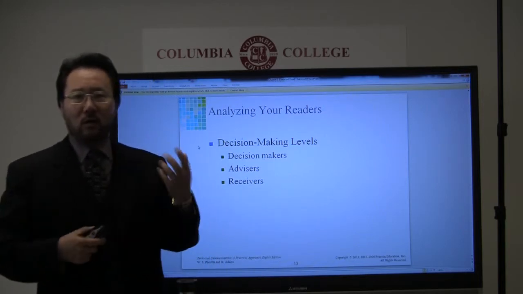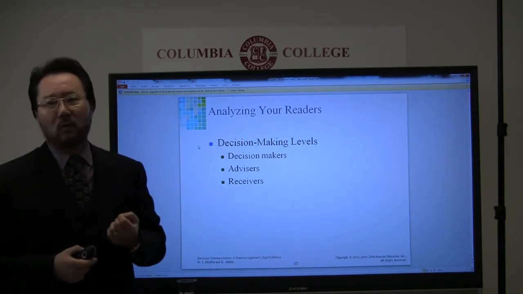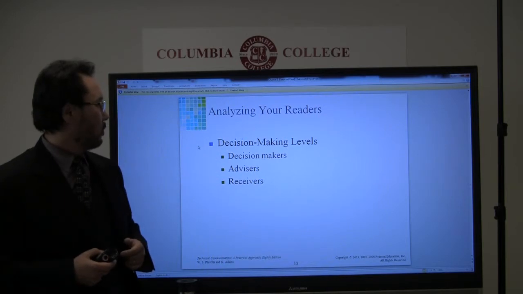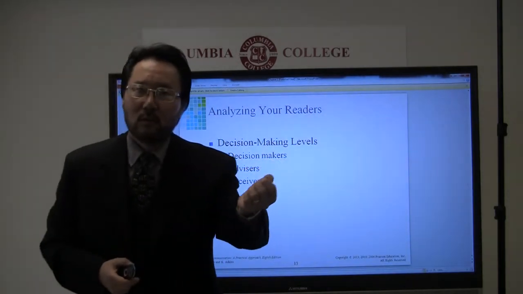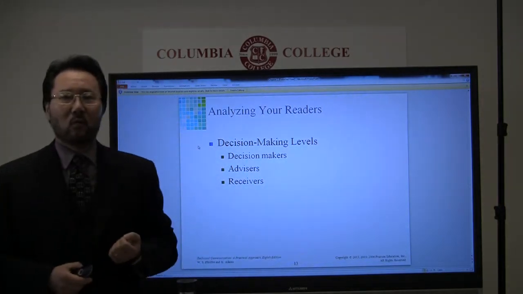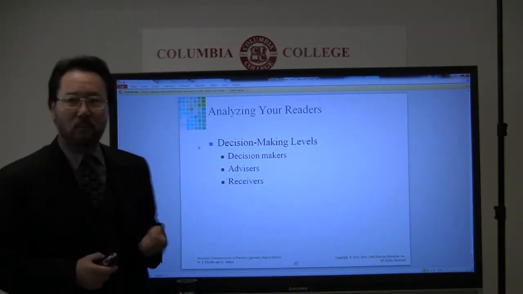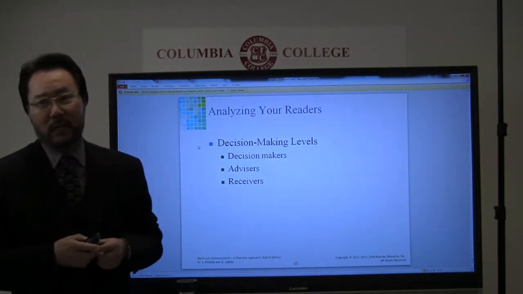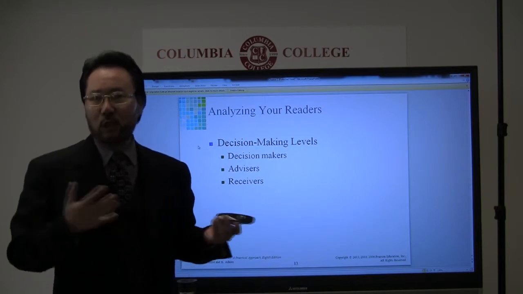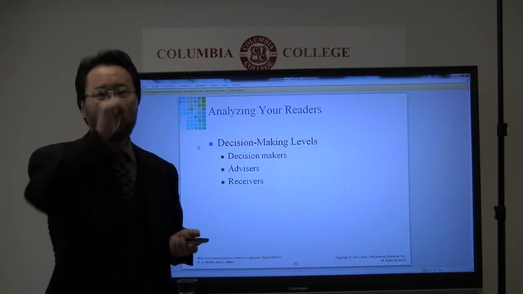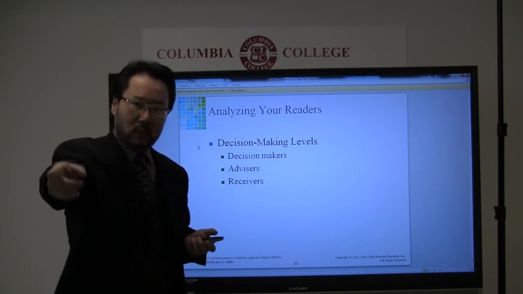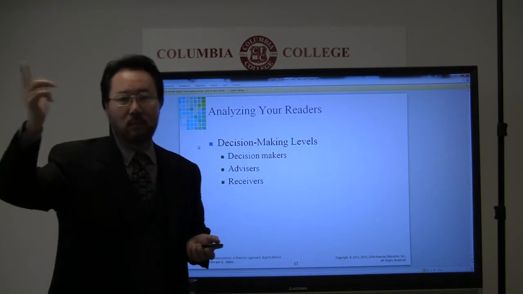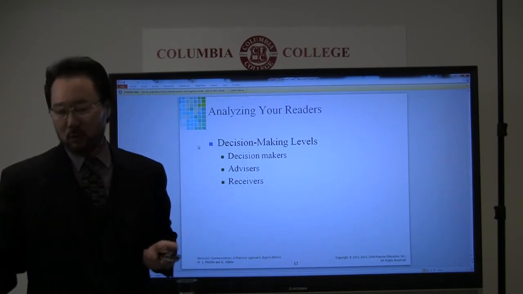Now we are still talking about trying to understand our reader, and we are trying to understand the decision-making level. Is that person a decision maker, or maybe only an advisor, or only a receiver who is just reading it, just sharing the information together? So you have to define your reader. Is that person going to make the decision? Is he going to give advice? Or will that person just share the information together?